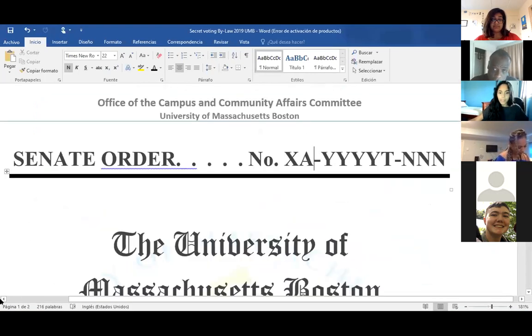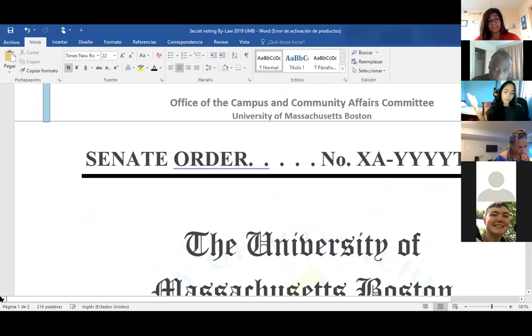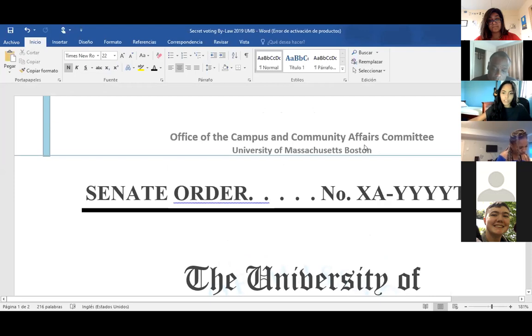So here, for example, we have a legislation. This is just the easy part. So you can get this template from your chair. So let's say when we go over committees tomorrow, you decide to join SEOC, then the template, you can find it with your chair. For example, I have here the Office of the Campus and Community Affairs Committee, and this is a Senate order.